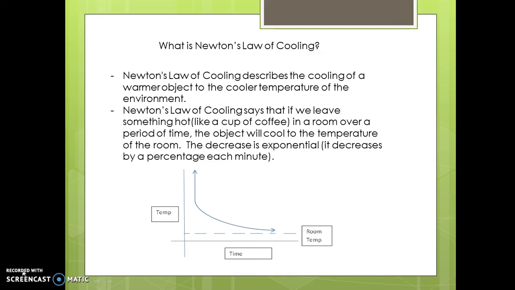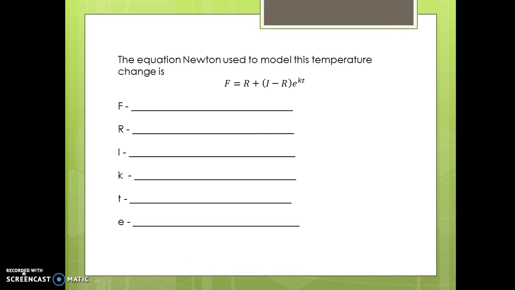Okay, here's a graph for you to look at. As you can see, the temperature is high, and as time goes on, it cools to whatever the temperature of the room is. The equation Newton used to model this temperature change is F equals R plus (I minus R) times e to the kt. Well, that's great and all, but what do all these letters mean?